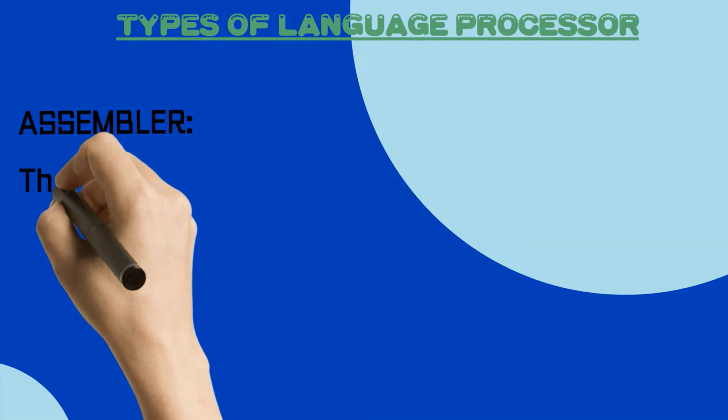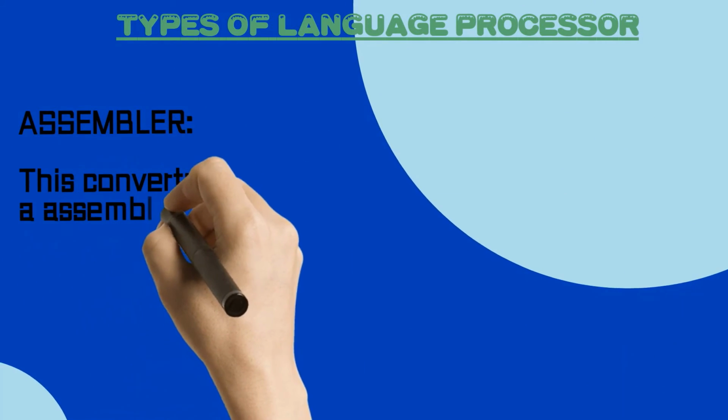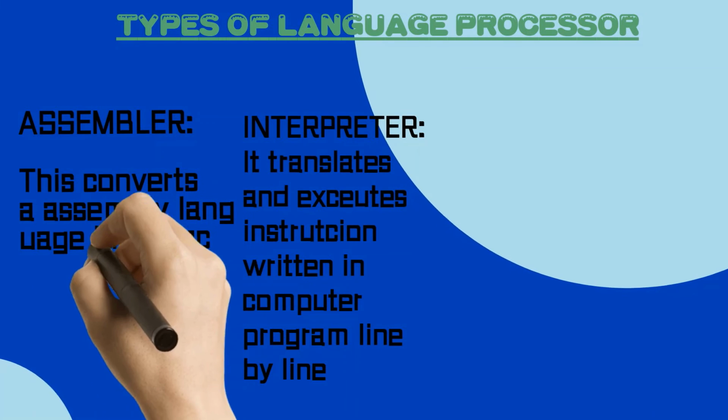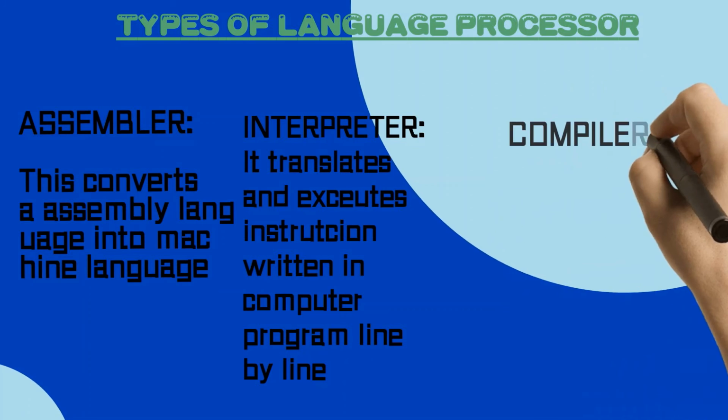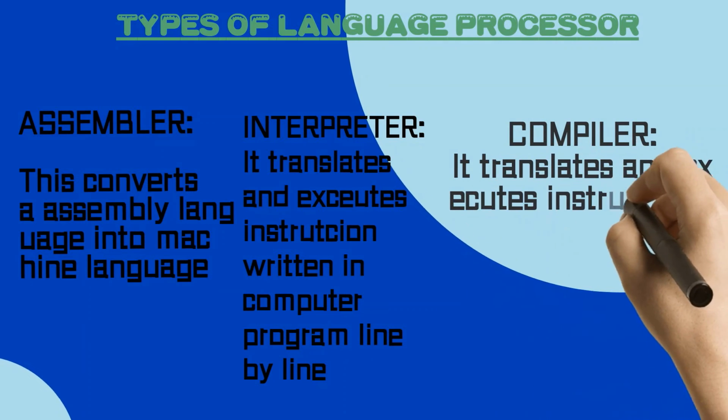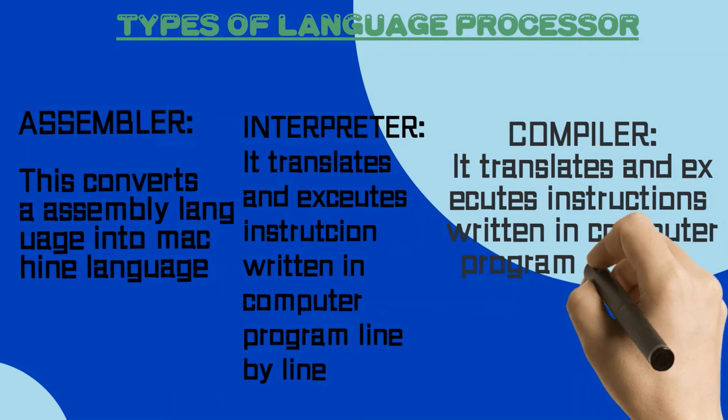Assembler. It converts assembly language into machine language. Interpreter. It translates and executes instructions written in a computer program line by line. Then comes compiler, which translates and executes instructions written in a computer program in one go.